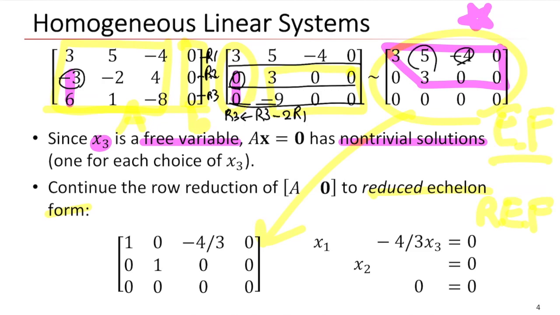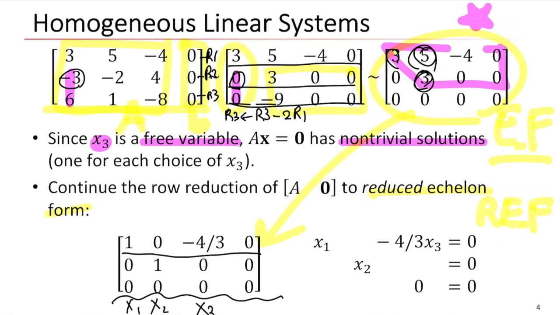Remove this part. No, not this part. Remove this part using this one, right? And then make those values a 1. It looks like this. Then what is the parametric description of the solution? Because there is x1, x2, x3.